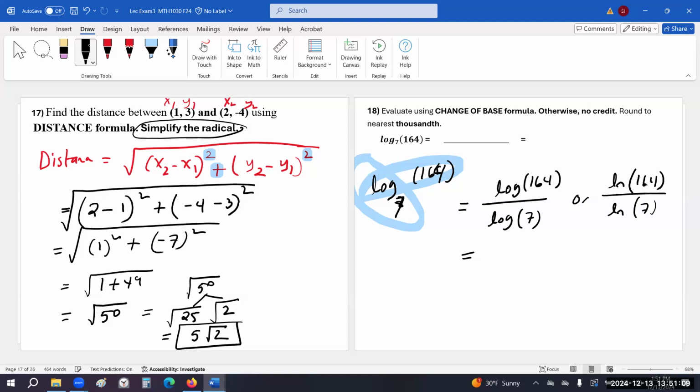However, if you're working with only a single number, then it's not true. For example, log 7 and ln of 7 are not the same. Okay? But when you have a quotient, then they become the same. So you go to the calculator and you punch log 164 and log 7, and this will give you what?